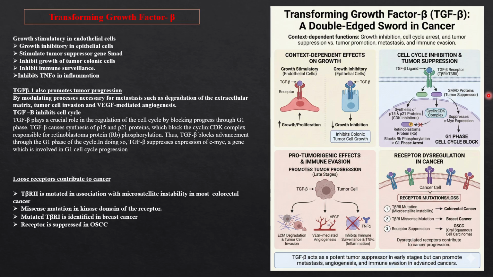Additionally, mutations or loss of the TGF beta receptors impair its suppressive function, and these alterations are observed in cancers like colorectal, breast, and oral cancers. This allows the tumor cells to escape the growth inhibition while retaining the pro-tumorigenic effects.